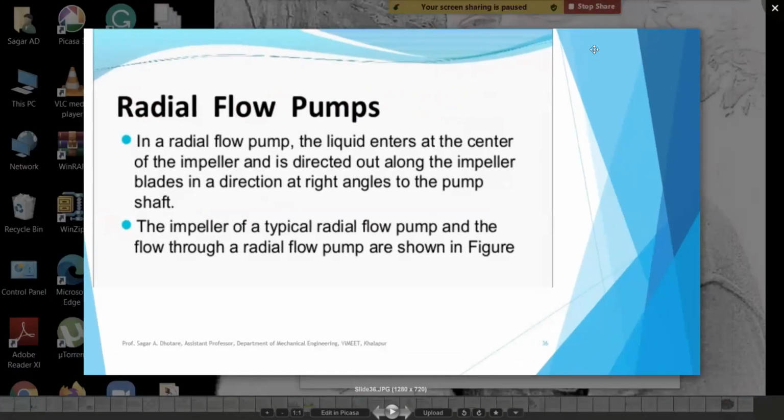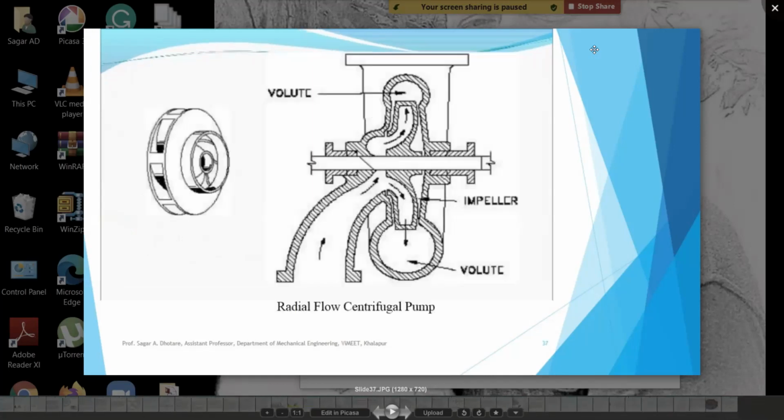Now, in the radial flow pump, the liquid enters at the center of the impeller and is directed out along the impeller blades in the direction at right angle to the pump shaft, which we have seen in normal centrifugal pumps. The impeller of a typical radial flow pump and flow through the radial flow pump are shown in the figure. That is nothing but a simple radial pump which we have already used in our day-to-day practice.